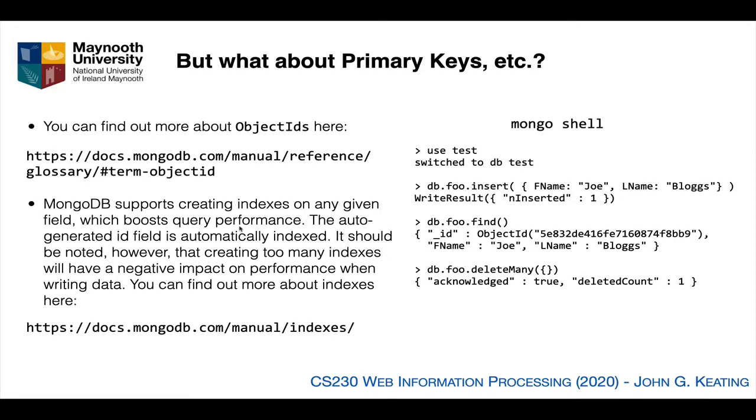MongoDB supports the creation of indexes on any given field that boosts query performance, and its auto-generated ID field is automatically indexed, so you don't have to do this yourself. Creating too many indexes will have a negative impact on performance, however. You can find a little bit about that in the manual, but I don't think for your work you're going to have to worry too much about indexes or keys in this particular example.